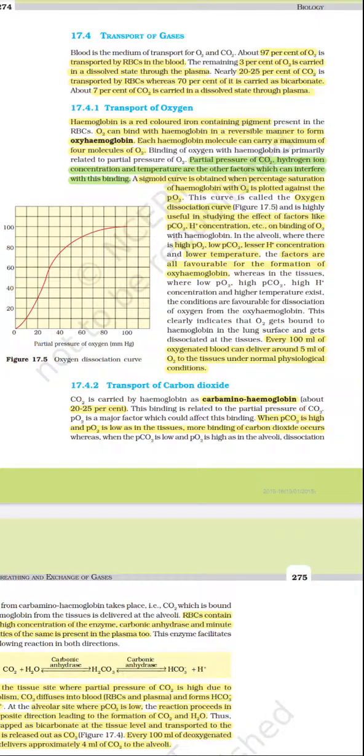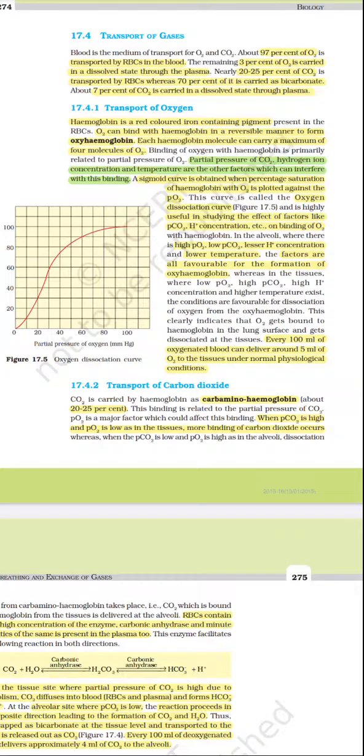on binding of oxygen with hemoglobin. In the alveoli, where there is high partial pressure of O2, low partial pressure of carbon dioxide, lesser H plus concentration, and low temperature, the factors are all favorable for the formation of oxyhemoglobin.